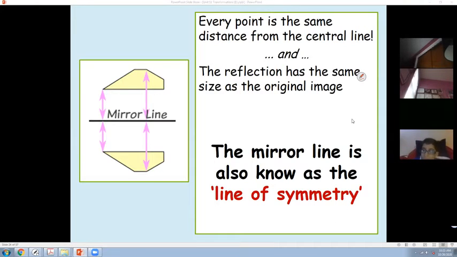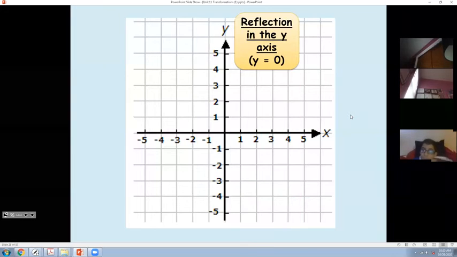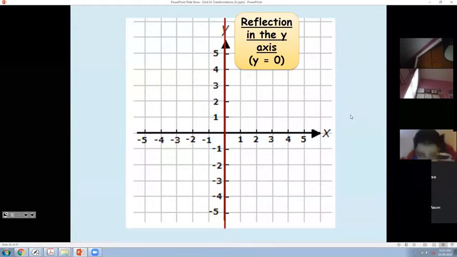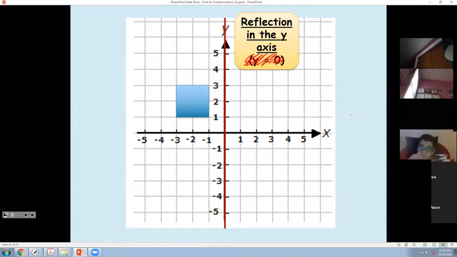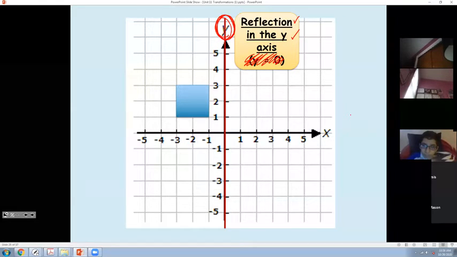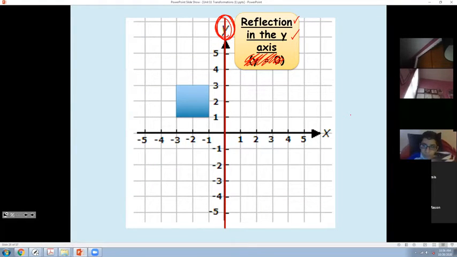Okay, George, I got you. Now, guys, let's reflect something over the y-axis. Do not see this one for now. This is not correct. We will fix it. So how can we reflect this one over the y-axis? Why do we call this reflection in the y-axis? Because the mirror line is on the y-axis. So that's why we call it reflection in the y-axis.